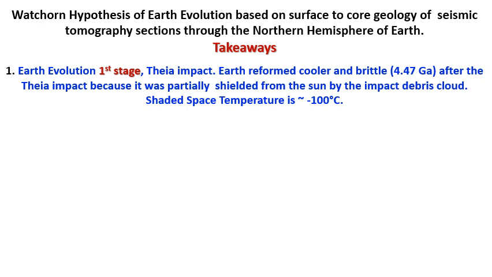The following slides summarise my hypothesis of Earth evolution based on surface to core geology of seismic tomography sections of the northern hemisphere of Earth. Earth evolution first stage, the Theia impact. Earth reformed cooler and brittle at 4.47 gigaannums after the Theia impact because it was partially shielded from the Sun by the impact debris cloud. The shaded space temperature around Earth at the moment is about minus 100 degrees centigrade.